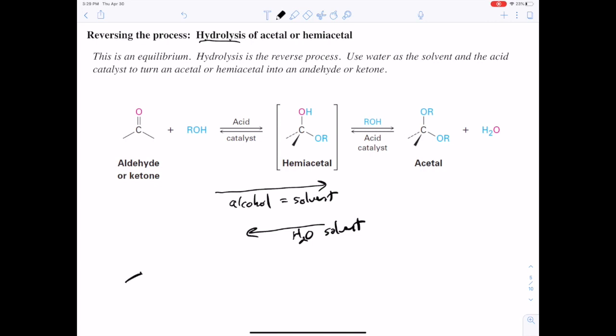And the way this works, I'll just make that a methyl group to be easy. If you have an acid catalyst, you might protonate that oxygen.